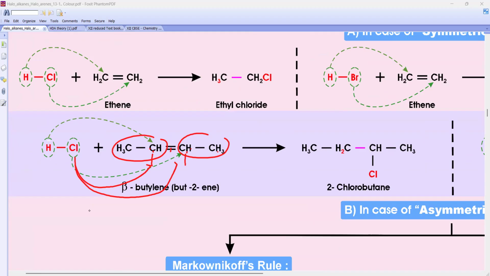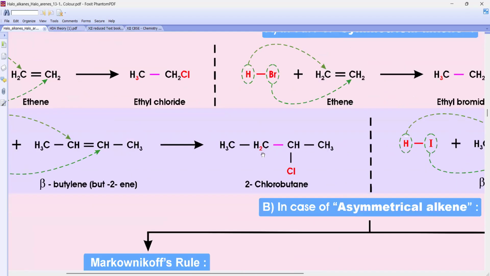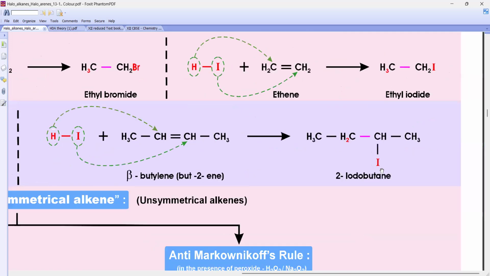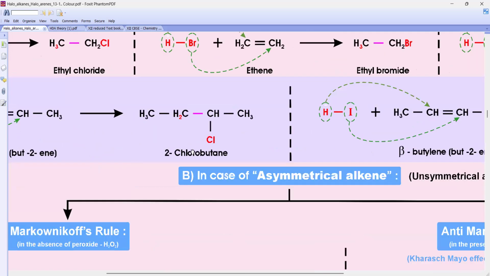Okay, any difficulty till here? So you get 2-chlorobutane here, and the double bond has disappeared. If I add iodine, then again I'll get the same thing. But now this part is very challenging.